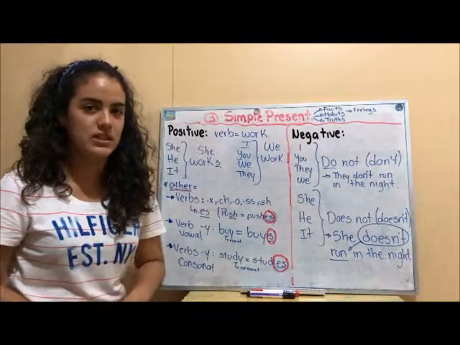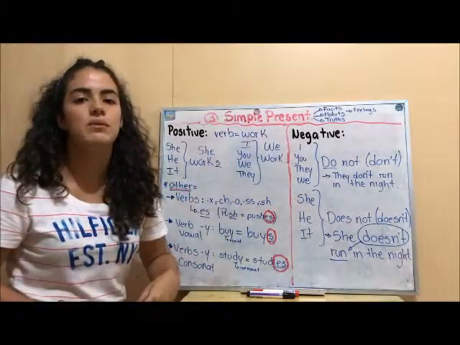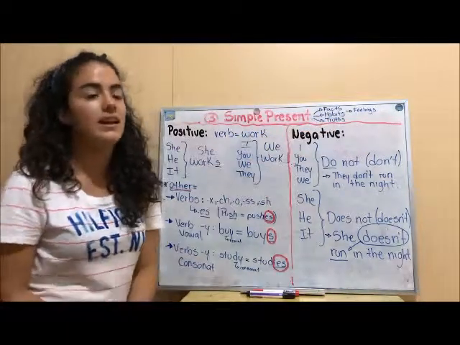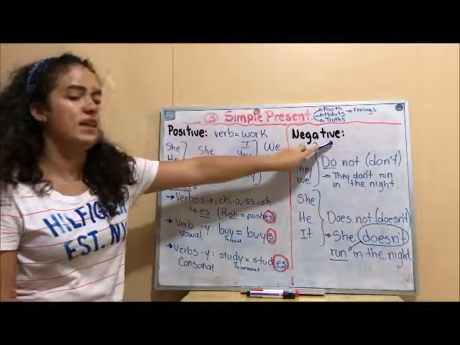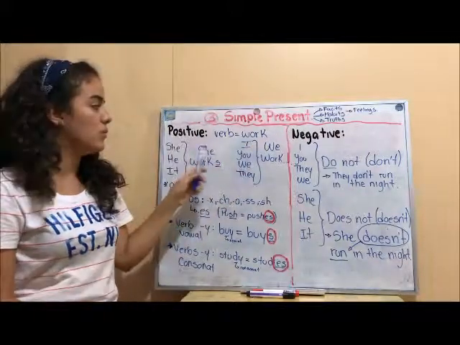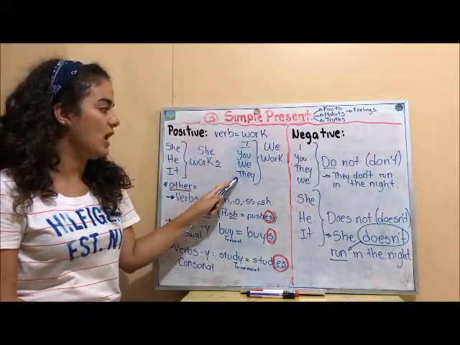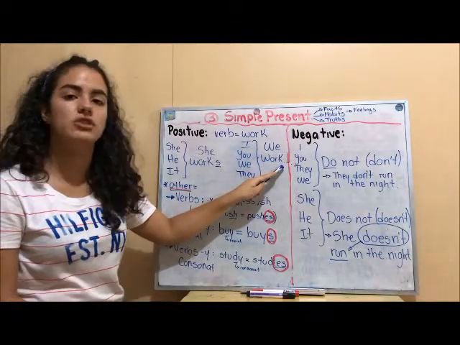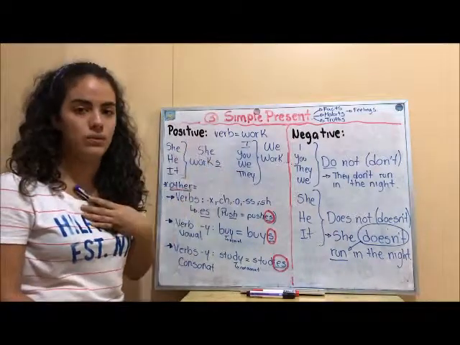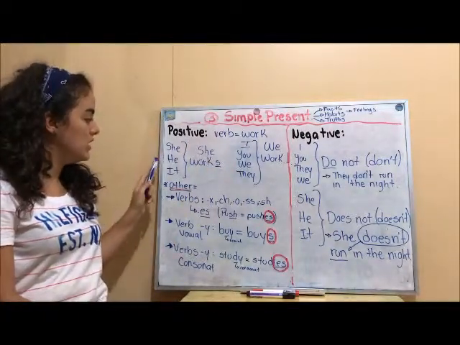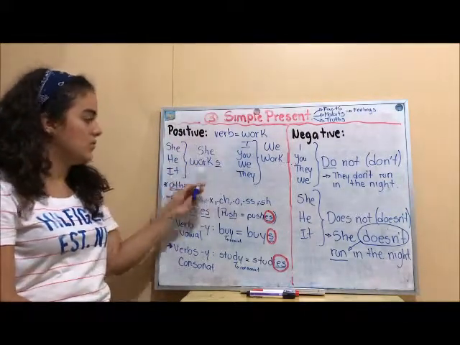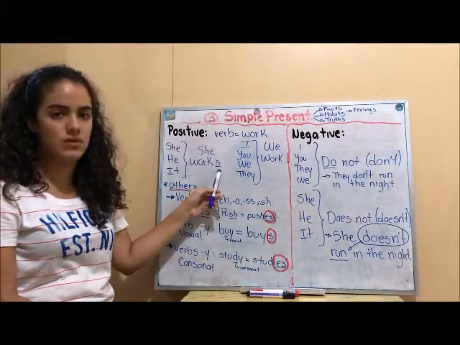And now for our third topic, we have simple present. Simple present is used for facts, habits, truths, or feelings. And now we have our positive way and our negative way. In our positive way, we have the verb work. So when we use I, you, we, or they, we can say we work without changing the verb. Or we can say you work, or they work, or I work. But when we use he, she, or it, we say she works, or he works, or it works. We need to change the verb.